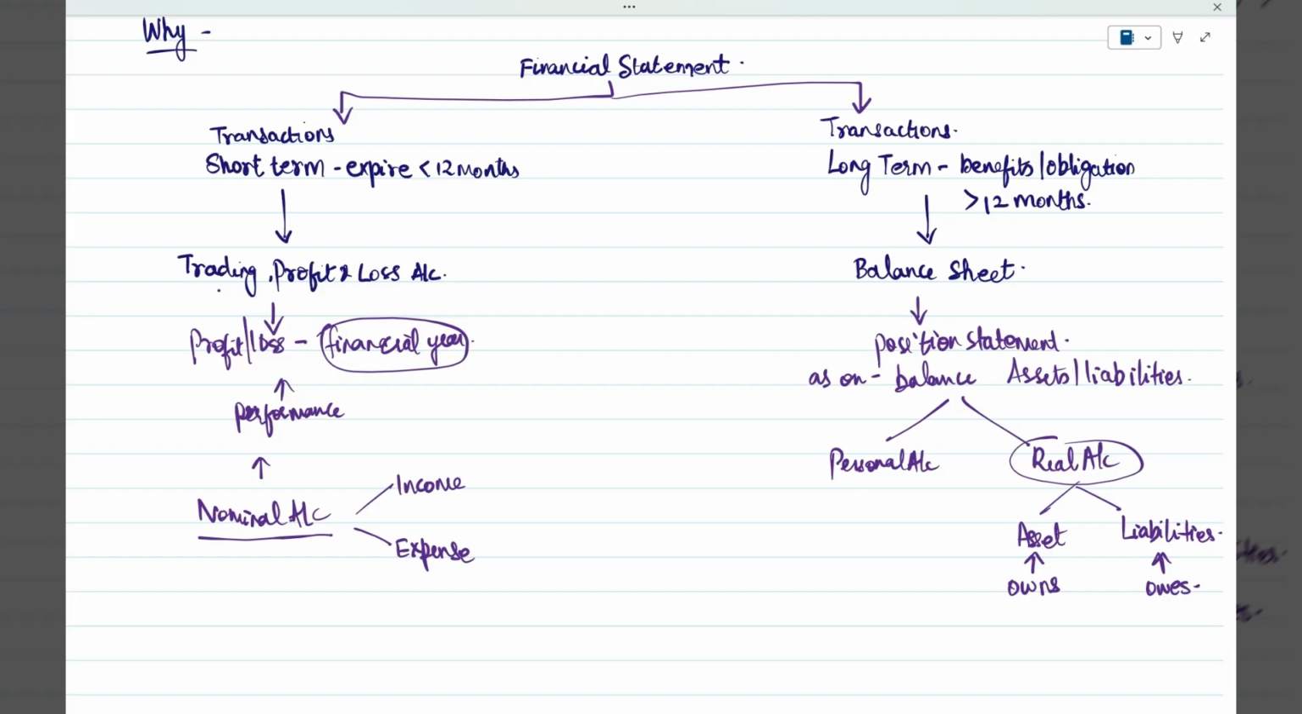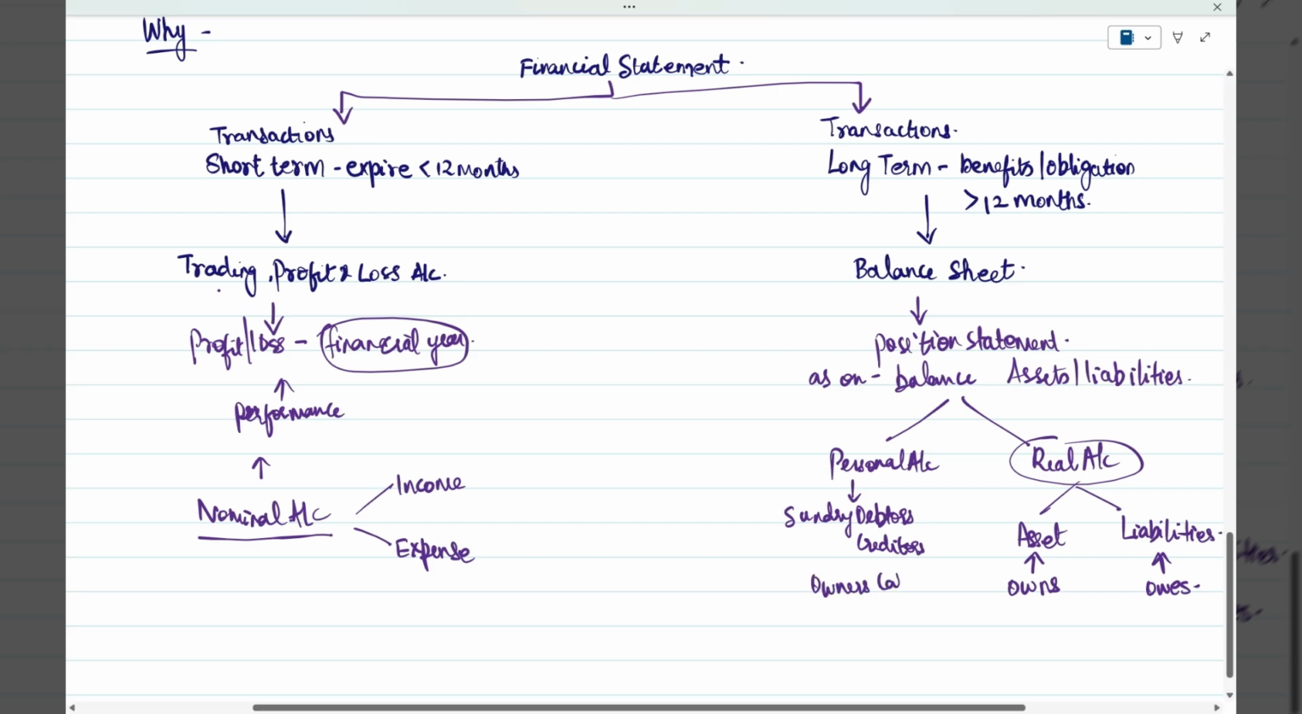And what is a personal account? Anything which is personal, as the name suggests, a person, right? Like your sundry debtors, creditors, individuals, owner's capital, drawings, anything which pertains to any individual. All those are personal accounts. Personal accounts would also include representatives, right? It also includes them.